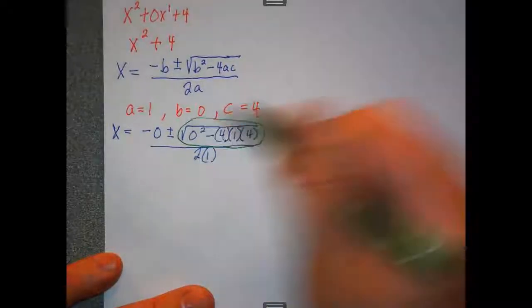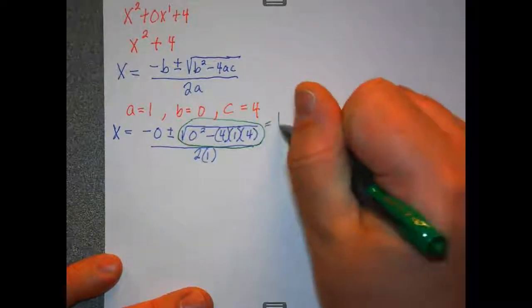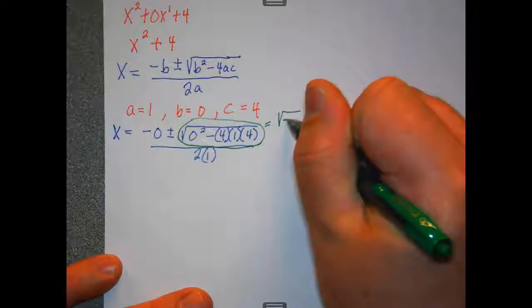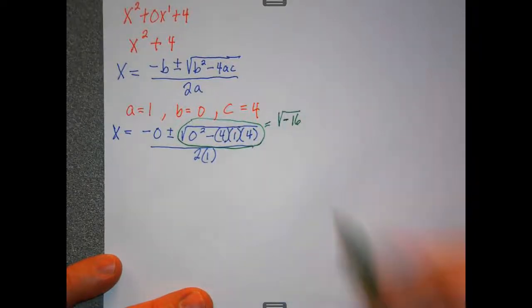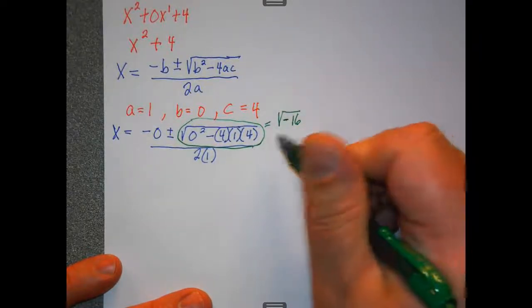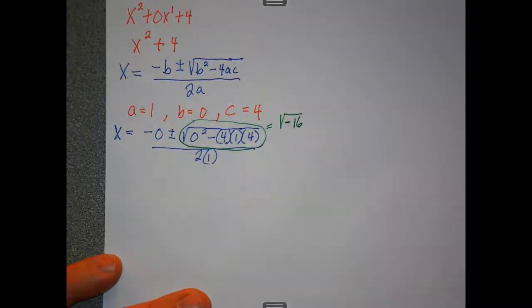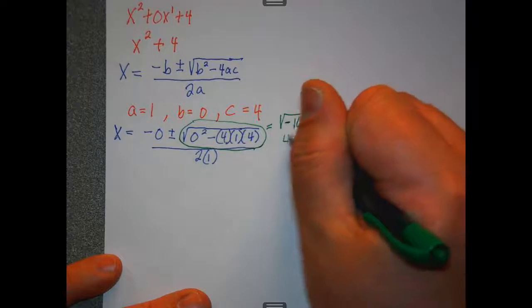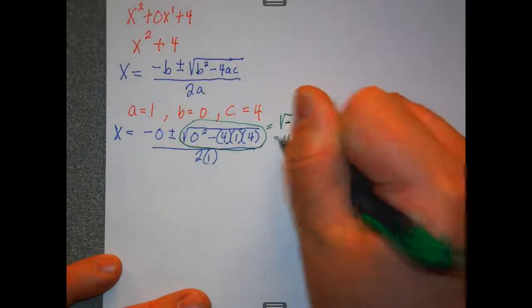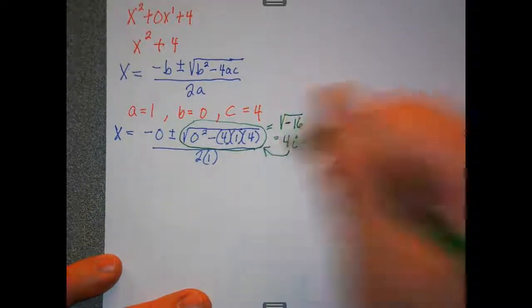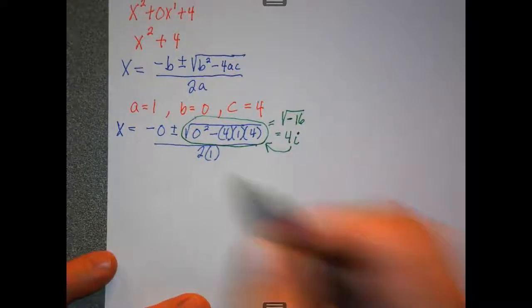All right, do the radical. Not 16, negative 16. What's the square root of negative 16? 4i. Substitute 4i back into that.